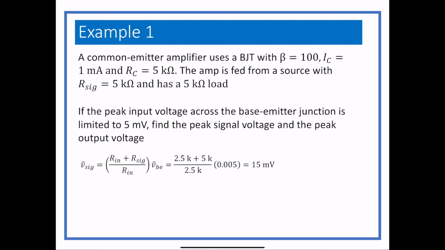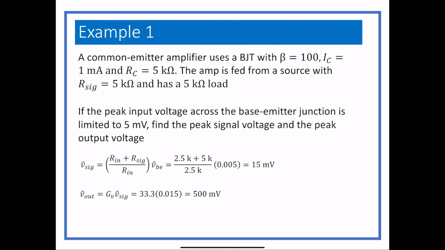And then the output, we just take that signal and multiply it by GV, which we just calculated. And we don't use the negative sign because we are doing peak. We're not caring about that. So we end up with 500 millivolts. Yes? Is the hat just to denote that there's a limitation on it? The hat just means peak. That's the standard peak value notation.